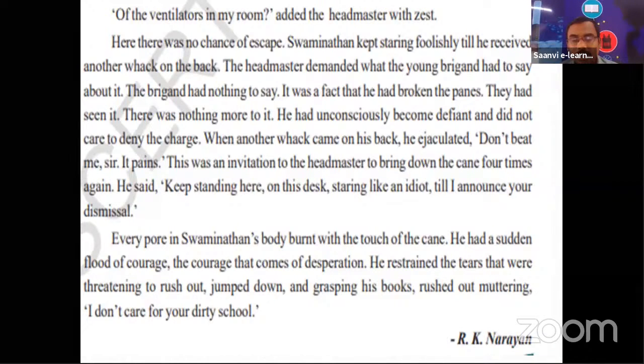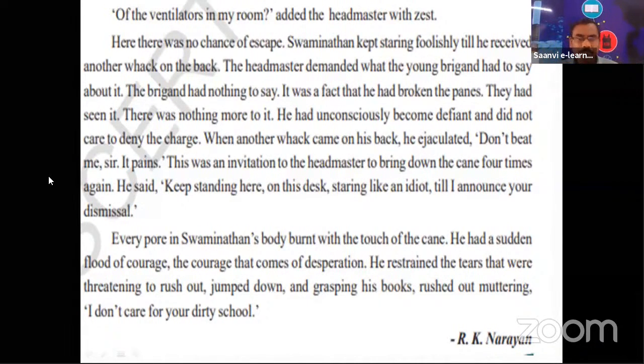So Swaminathan is getting very angry, as well as he feels very sad, and he got a lot of pain as well. He got a sudden flood of courage. Suddenly from nowhere, he got a sudden flood of courage. Again and again, he's getting punished, isn't it? Something came to his mind.